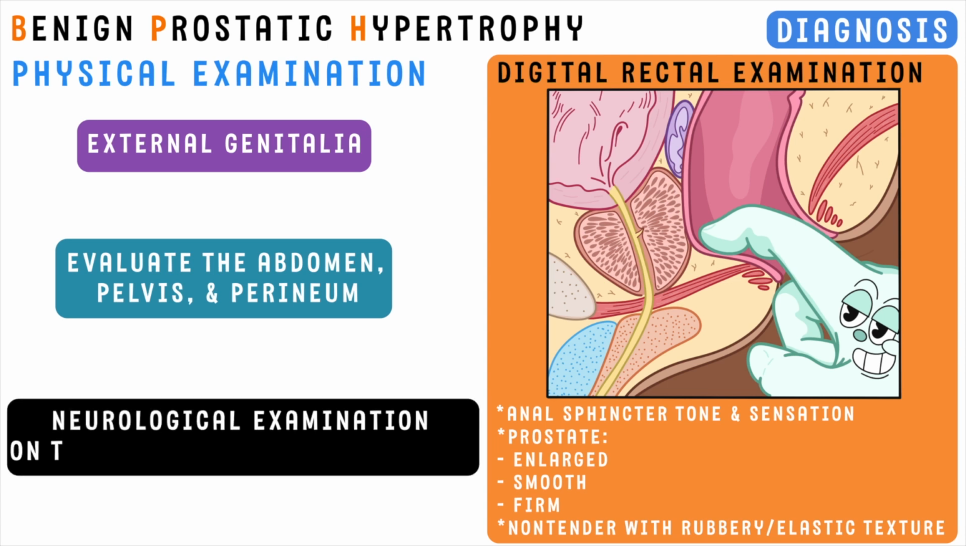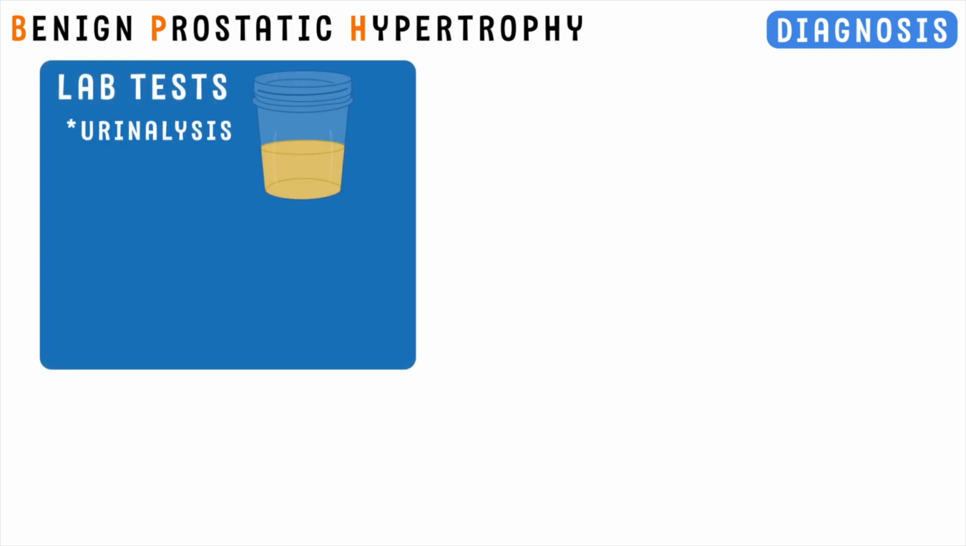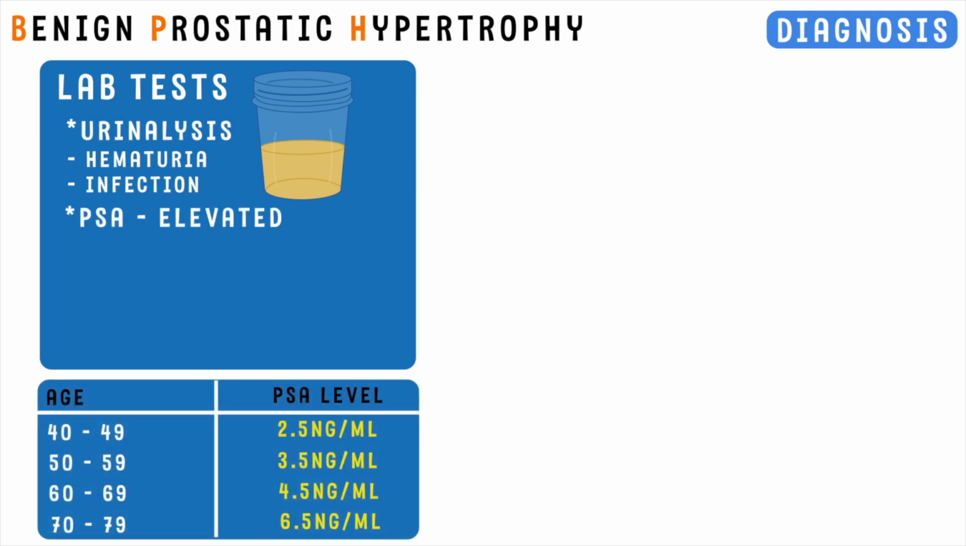Also conduct a focused neurological examination on the anus and lower extremity motor and sensory function. A more extensive neurological exam is recommended for patients with potential lower urinary tract dysfunction. The laboratory tests include urinalysis to rule out hematuria or sign of infection. Levels of prostate-specific antigen will typically be elevated due to an increased number of cells producing PSA.